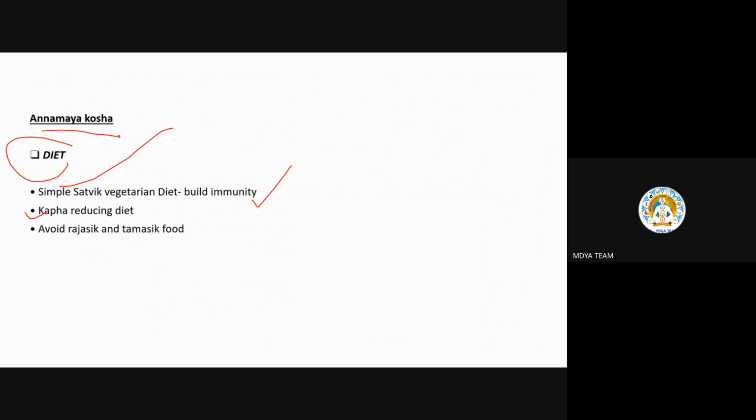in bone problems, something related to your bones or arthritis and all, you will not go for this cough-producing food. Then we'll see it will be changed. But here again, cough reducing, because the deposition is happening, and blockage is happening due to those depositions. Avoid rajasic and tamasic foods in all the diseases.